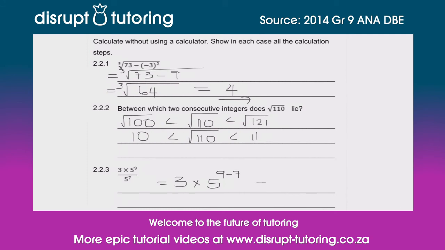That is then going to give you 3 times, so 9 minus 7 is 2, so that's going to be 5 squared. That is therefore going to give you 3 times 25. And to finish that answer off, we're going to get 3 times 25, which is 75. And that gives you the full marks for that question. Really good job. Hopefully that helps out.